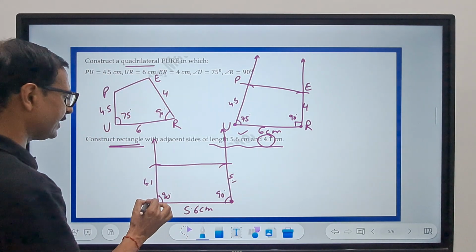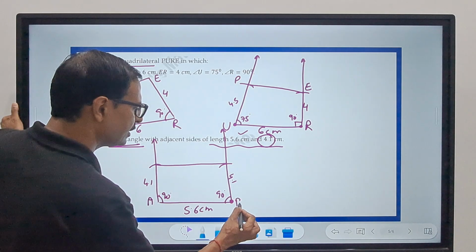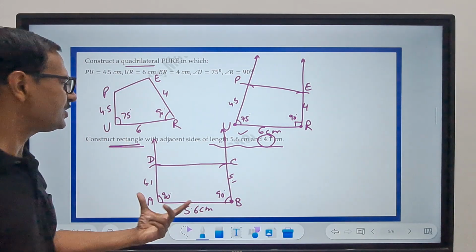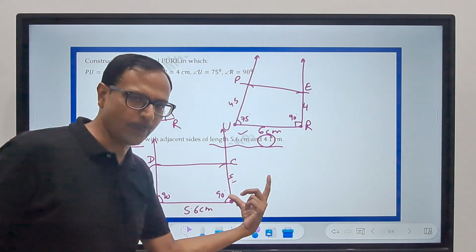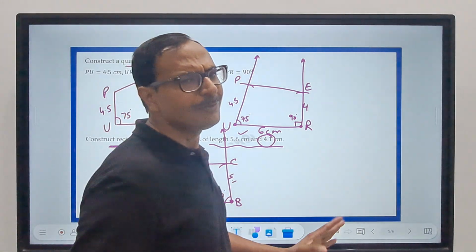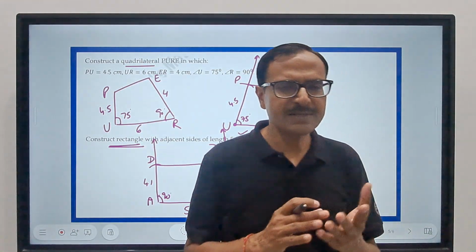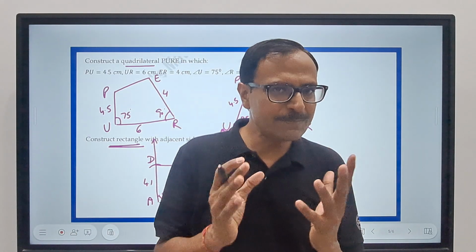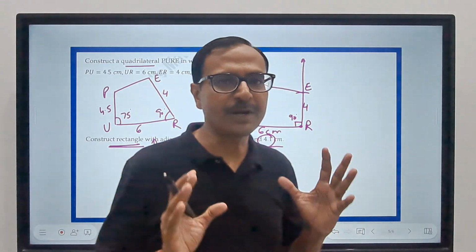You can name the rectangle as anything, say A, B, C and D. This is my rectangle with adjacent sides 5.6 and 4.1. Right? Very easy to construct the rectangles, the squares, these are easy things. So I hope you have got a glimpse of how the construction of quadrilateral looks like.